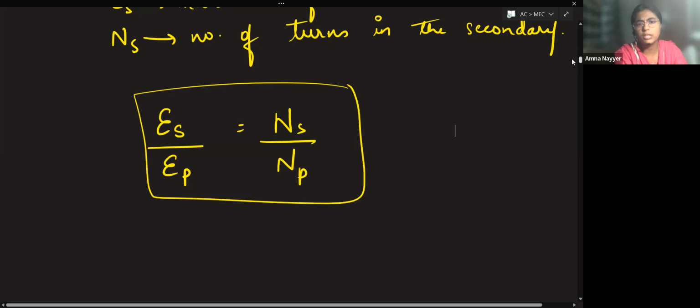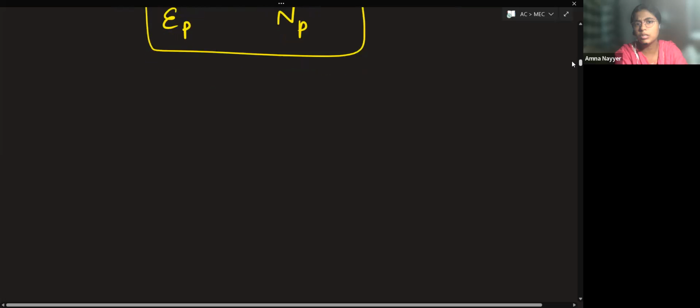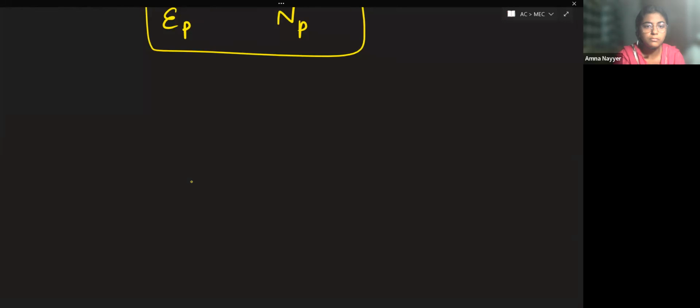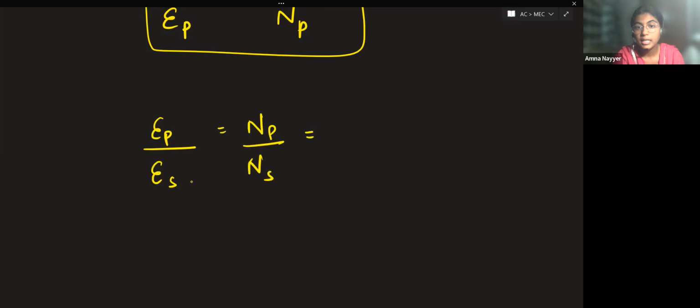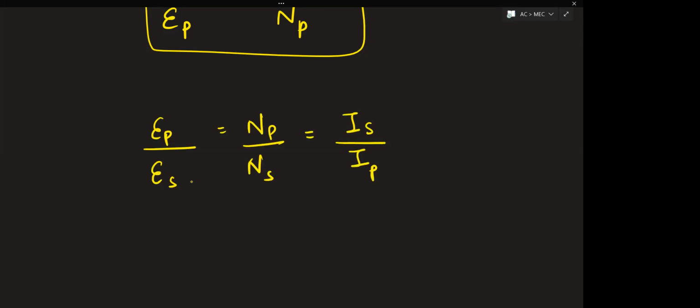So obviously, you know one thing, current is inversely proportional to the voltage that is present. So one complete relation that you have to remember over here is EP by ES is equal to NP by NS. This is equal to IS divided by IP. This is the reciprocal of it. You won't write it directly. It will be the reciprocal of the current.